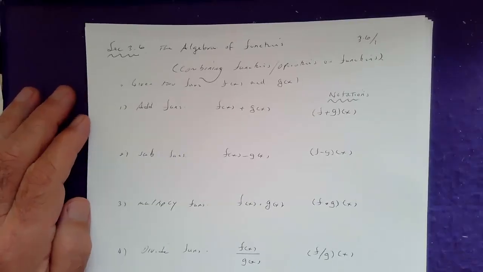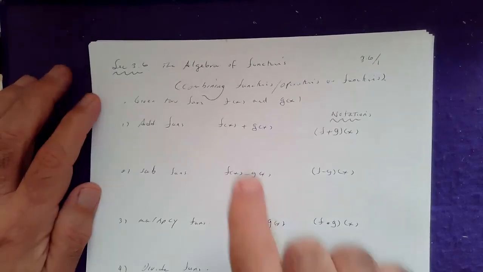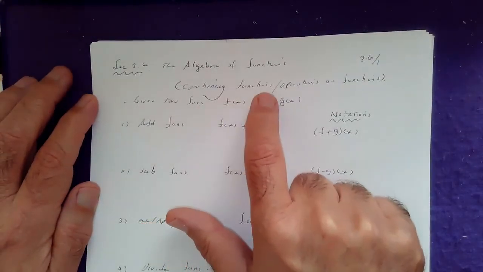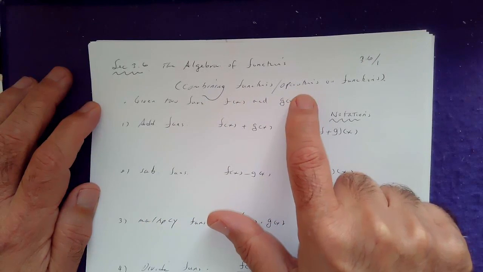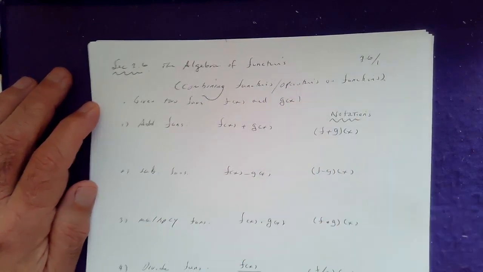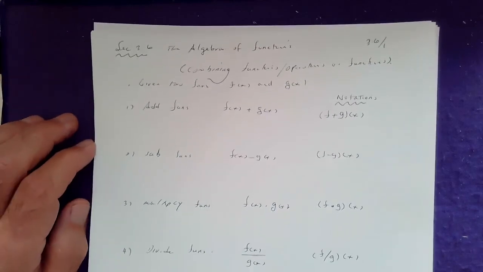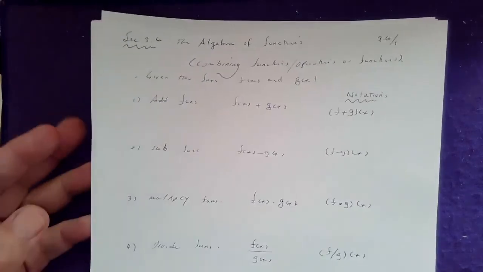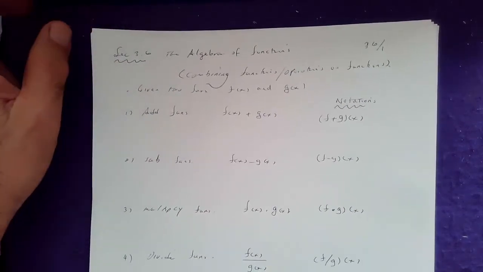Section 3.6, Algebra of Functions. In other words, what we like to do is combine the functions or apply the four basic operations on the functions. Now that we know a little bit what a function is, guess what? We can add them, subtract them, multiply them, even divide functions, which we cannot do with relations.